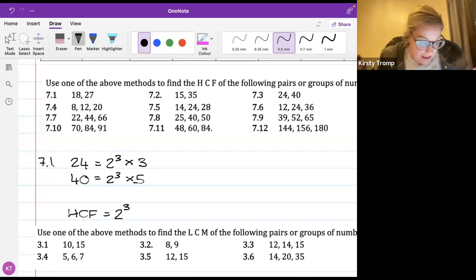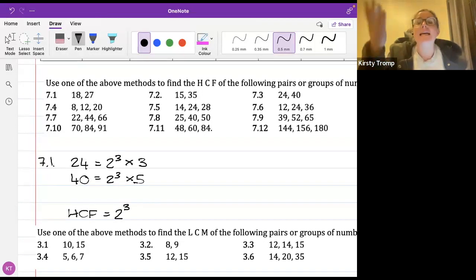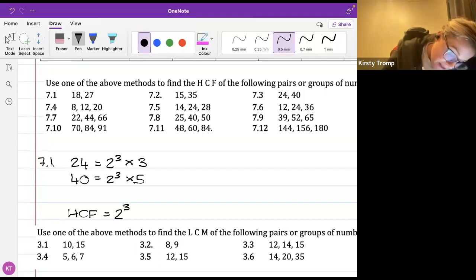Then I see I've got a 3 on the top. Do I have a 3 on the bottom? No, ma'am. So am I going to put the 3 down? Definitely not, because my friends want to be the same. Am I going to put 5 down? No, definitely not, because my friends want to be the same. So that means that my HCF is going to be 8.